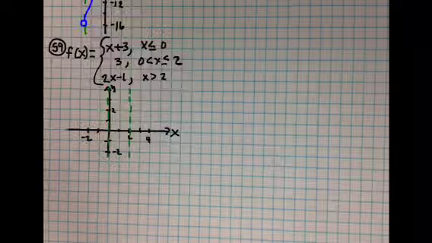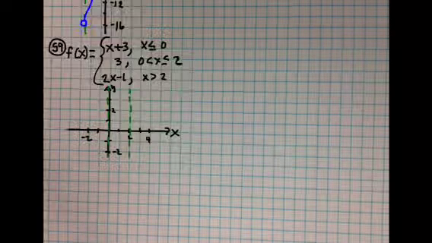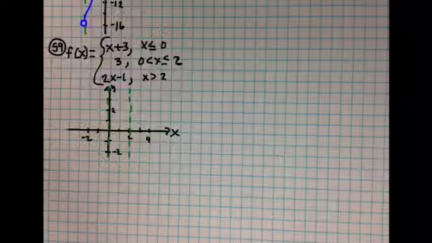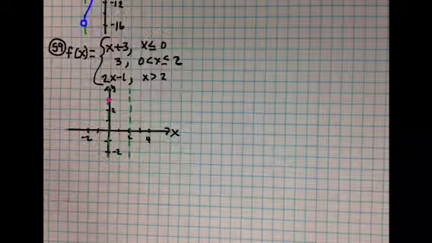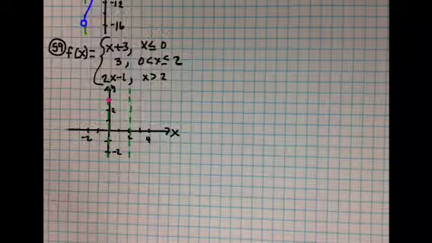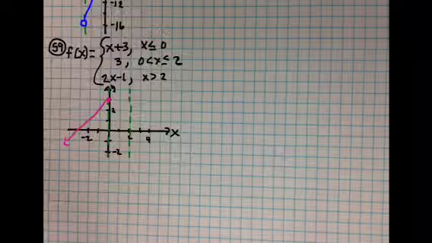Okay, so let's go in order. Let's start with the top piece. So replace the x with a 0 and you get 0 plus 3, which is 3, and it's going to be a closed dot. So 0, 3. The slope is 1. So since I can't do up 1, right 1, because then that would put me in the wrong region, I've got to do down 1, left 1. So I'm going to go down 1, left 1, and then connect and draw the ray.